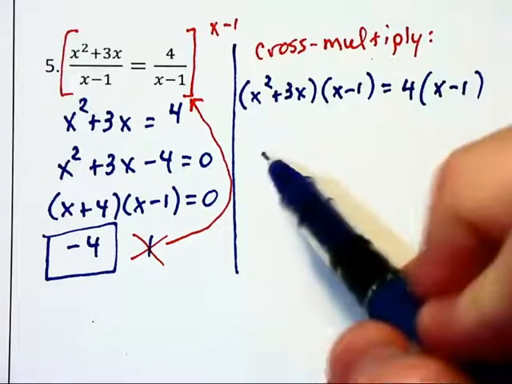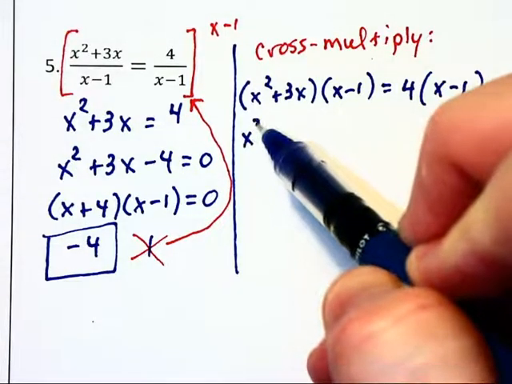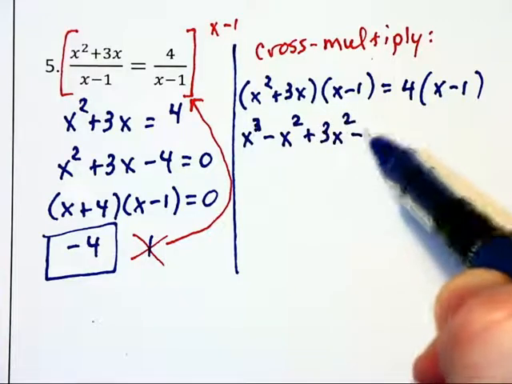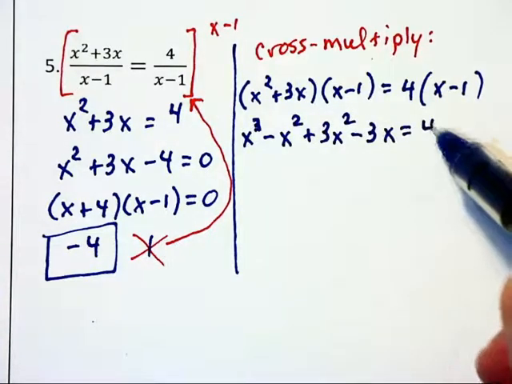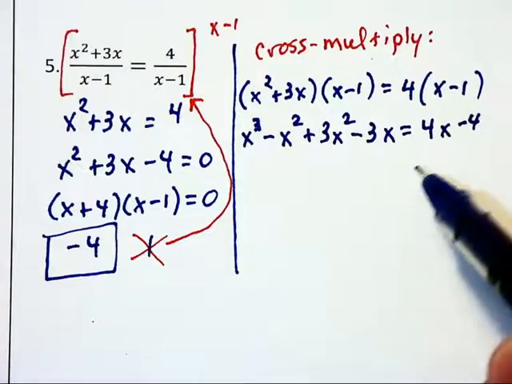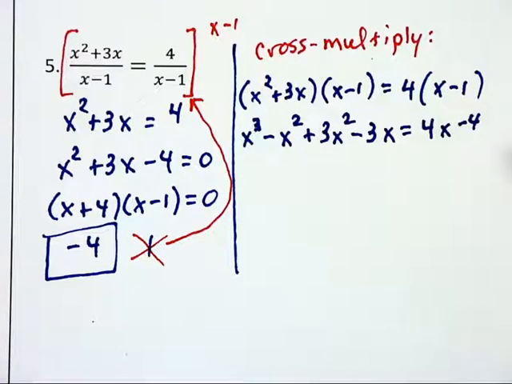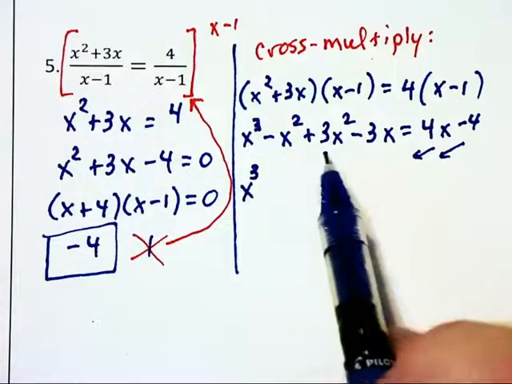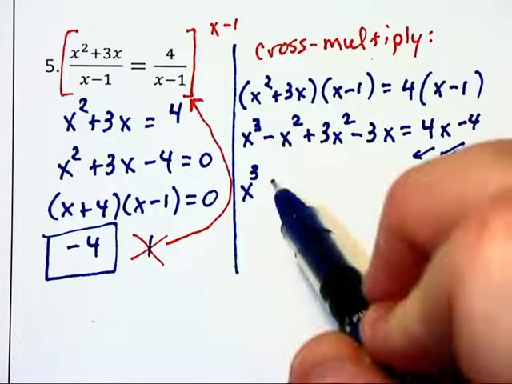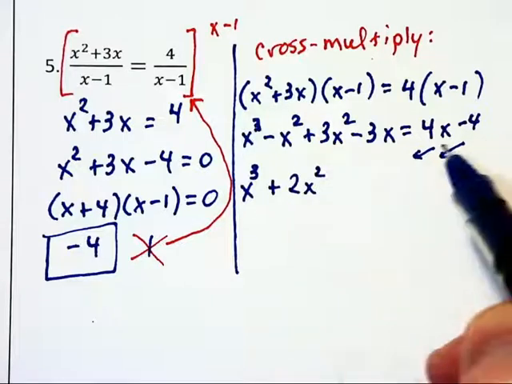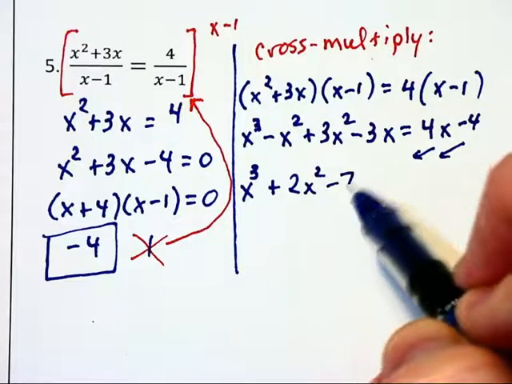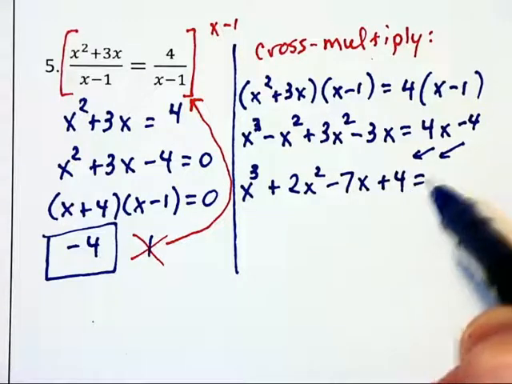On the left side, we would be FOILing, getting x to the third minus x squared plus 3x squared minus 3x equaling the 4x minus 4. And then we would be cleaning this up, setting it equal to 0, subtracting the 4x off and adding 4 to both sides, and that would give us x to the third. We do have a minus 1 plus 3, so a plus 2x squared. Subtracting 4x off of each side gives us minus 7x, and then plus 4 is equal to 0.